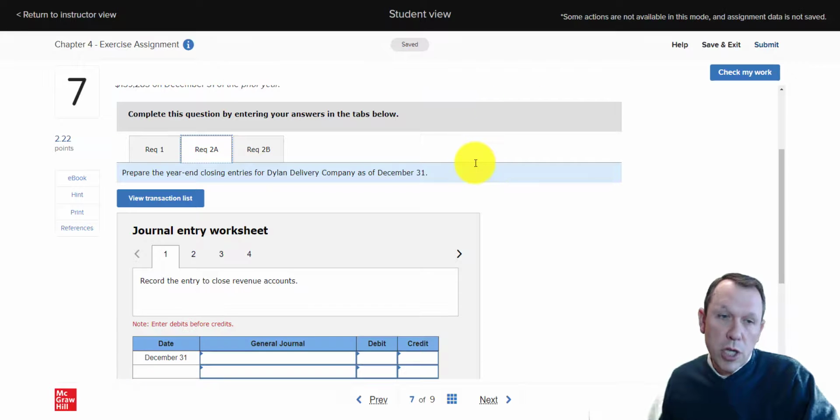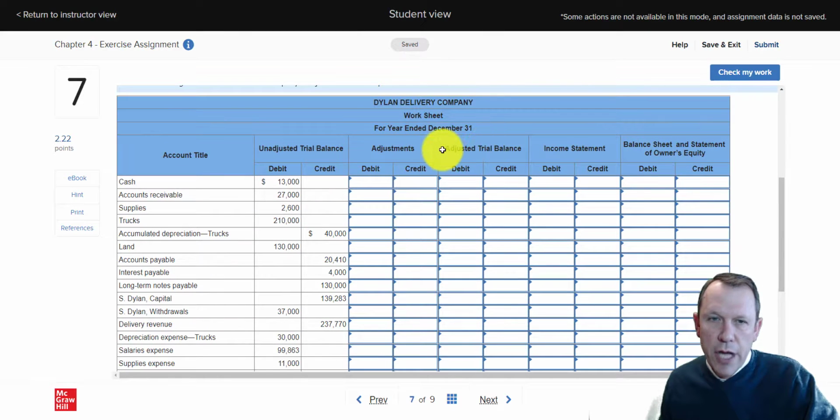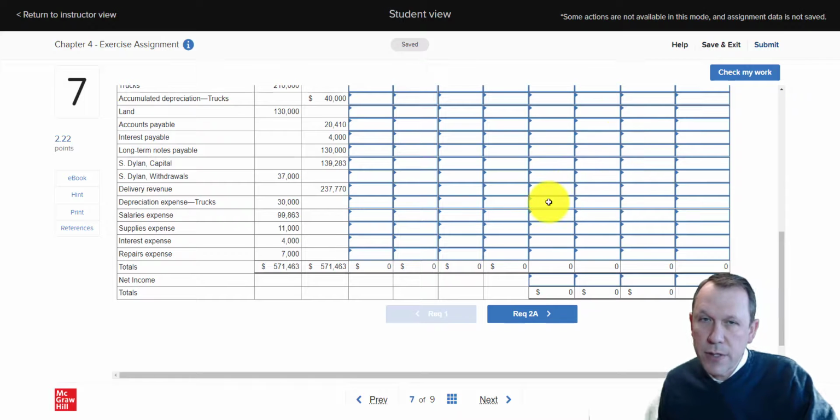Next thing we're going to do is we're going to close our revenue accounts. What numbers do we use for that? Well, we're going to go back here. Our adjusted trial balance, or our income statement, same thing. They're going to be the same numbers. We're going to close the revenues and expense accounts out there, right?